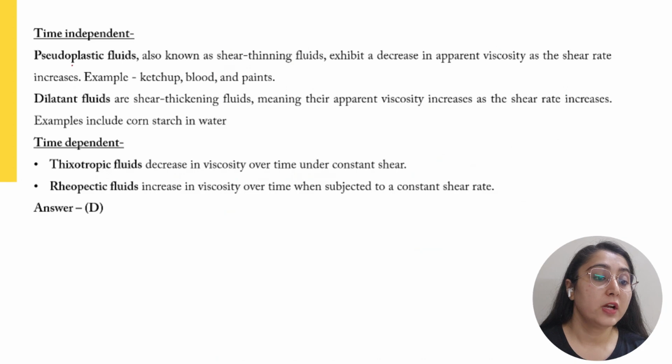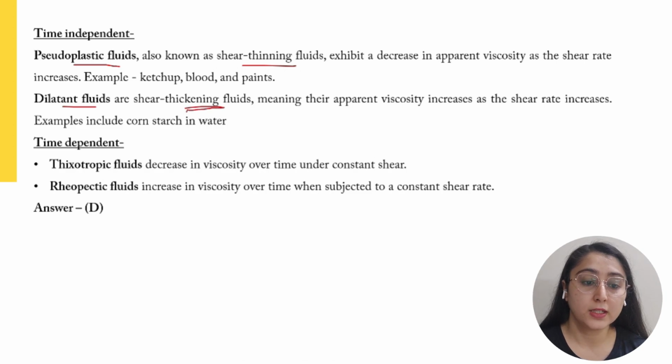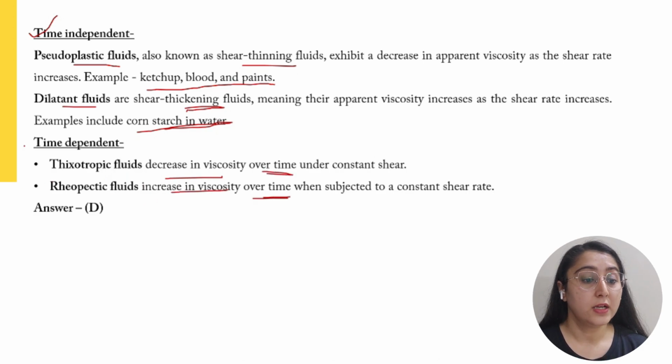So next we have pseudoplastic and dilatant, which we have seen. Pseudoplastic follows shear thinning behavior and dilatant follows shear thickening behavior. Examples for pseudoplastic are ketchup, blood or paints, and for dilatant an example is corn starch and water, and these are time independent fluids. They are not affected by time. Whereas thixotropic and rheopectic follow the same behavior, that is, thixotropic decreases in viscosity and rheopectic increases in viscosity, but over the time. Therefore these are time dependent fluids.